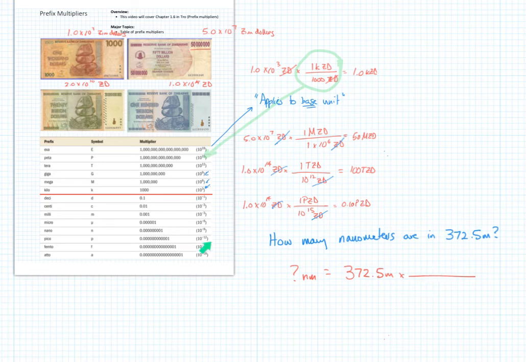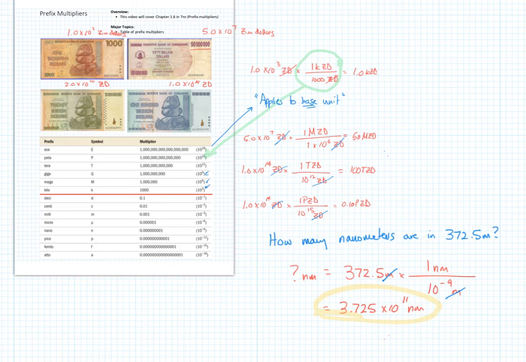Remember, the way we interpret this table, this number is always being applied to the base unit, and meters are a base unit. So it is going to be 10 to the minus 9 meters for every 1 nanometer. All right, and then crossing off units, meters cancels meters. That leaves nanometers as my answer, and that is going to equal 3.725 times 10 to the 11 nanometers. All right, nice big number as we'd expect. There's a lot of nanometers in a meter, and then there's a lot of nanometers in 372.5 meters.